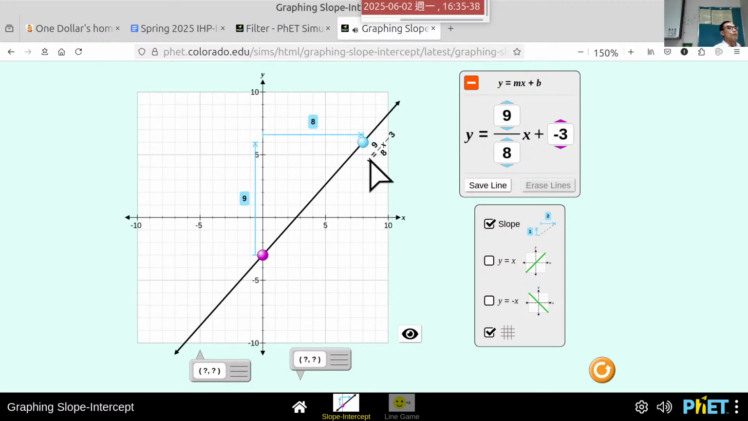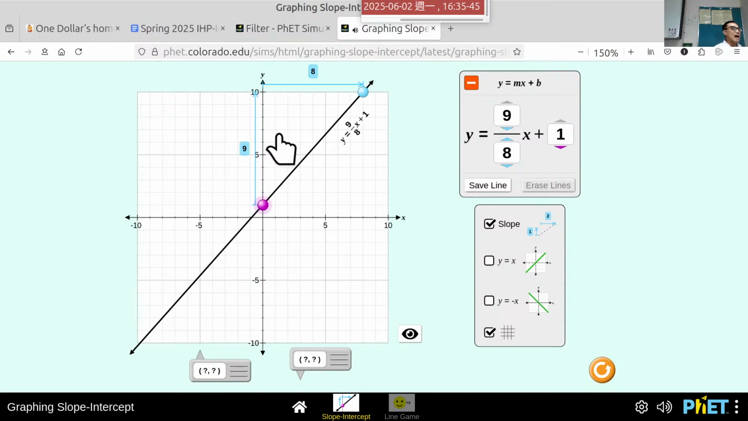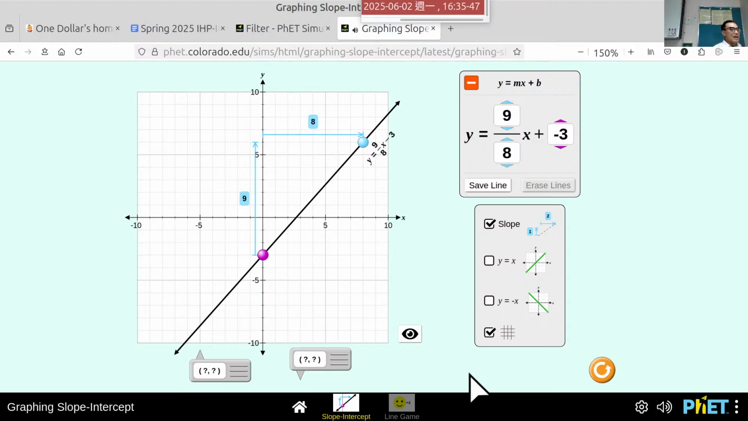But for the intercept here, the purple, you can move it only up and down. Is it okay?